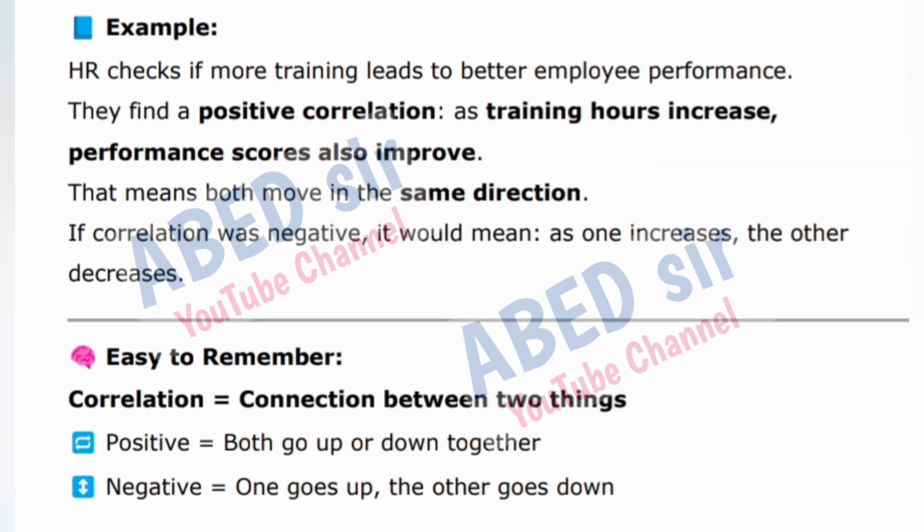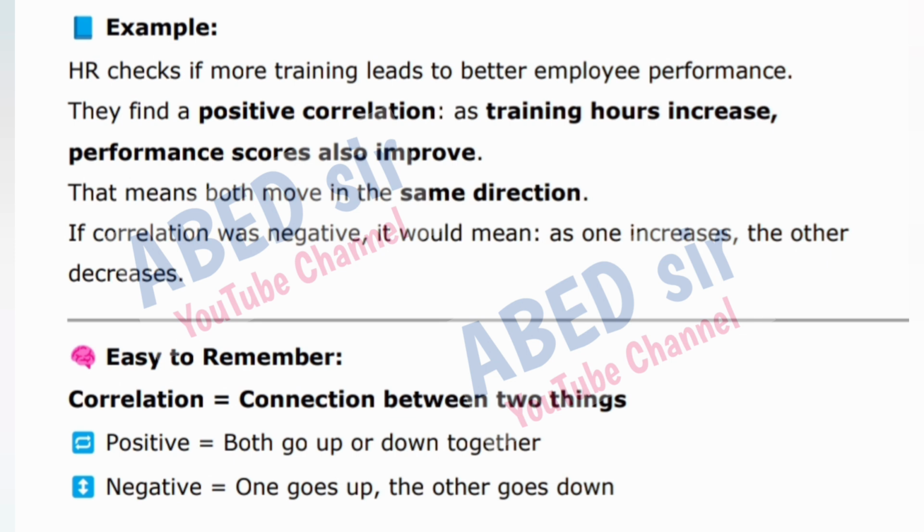Example: HR checks if more training leads to better employee performance. They find a positive correlation: as training hours increase, performance scores also improve. That means both move in the same direction. If correlation was negative, it would mean as one increases, the other decreases.